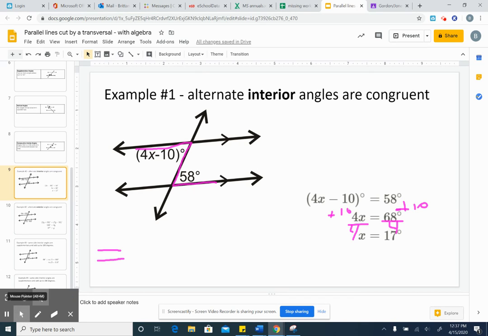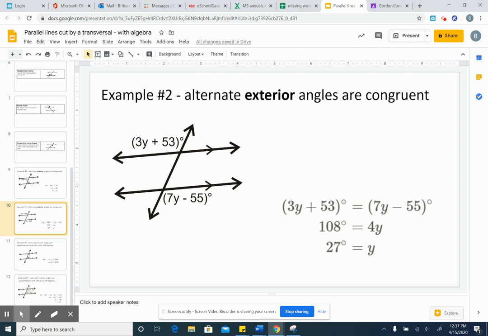Let's try the next example. 3y plus 53 and 7y minus 55. Again, let's recognize what is the angle relationship here. Well, we're on the outside of the parallel lines, and we're on opposite sides of the transversal. So this is an alternate exterior angle. These angles are equal to each other.